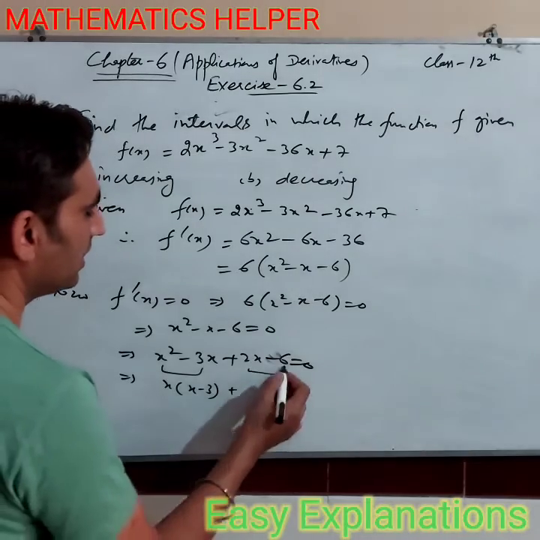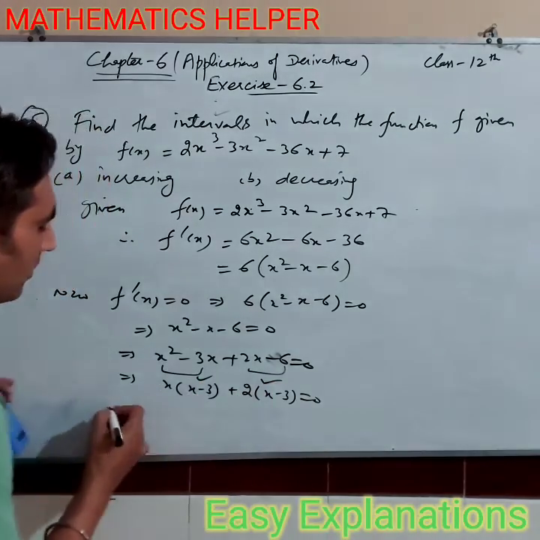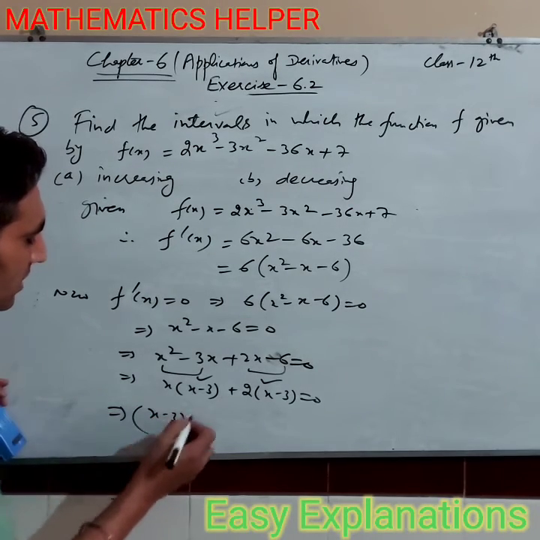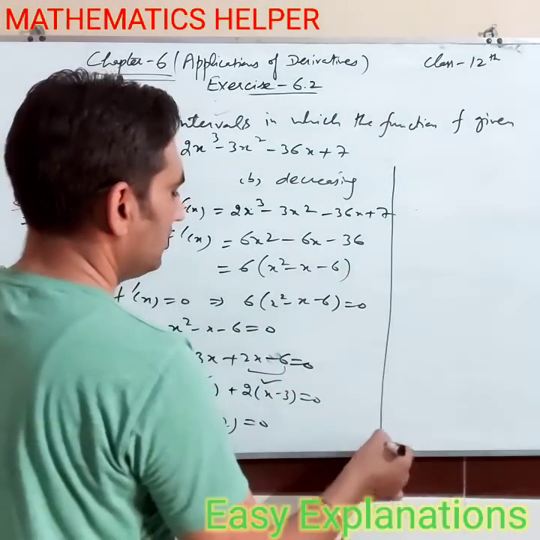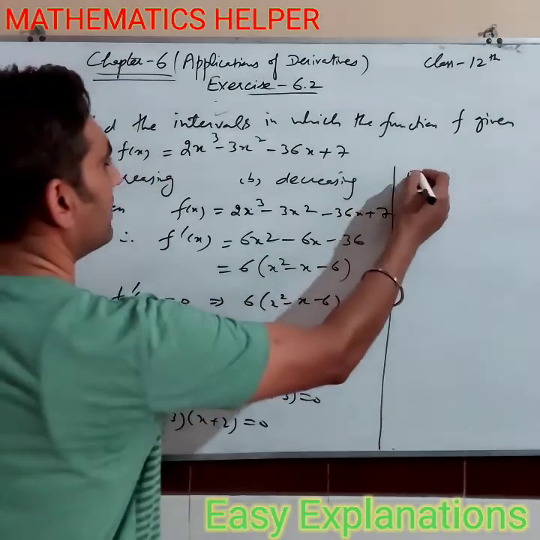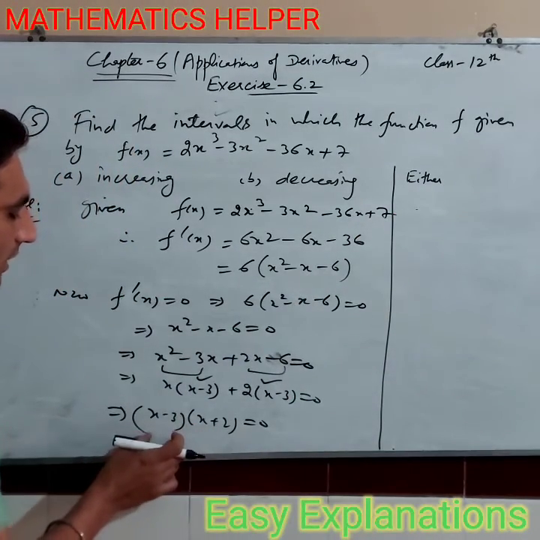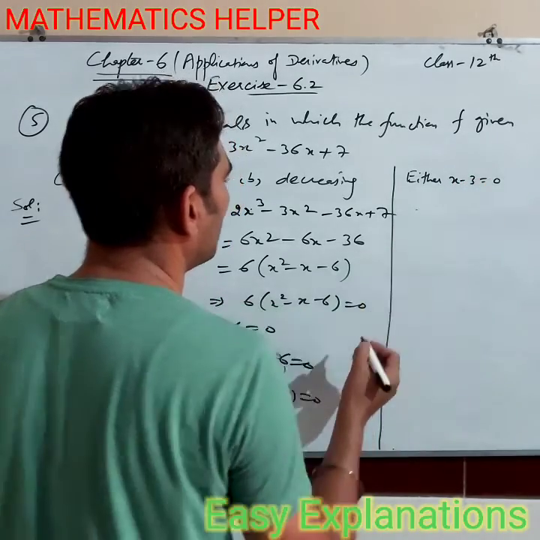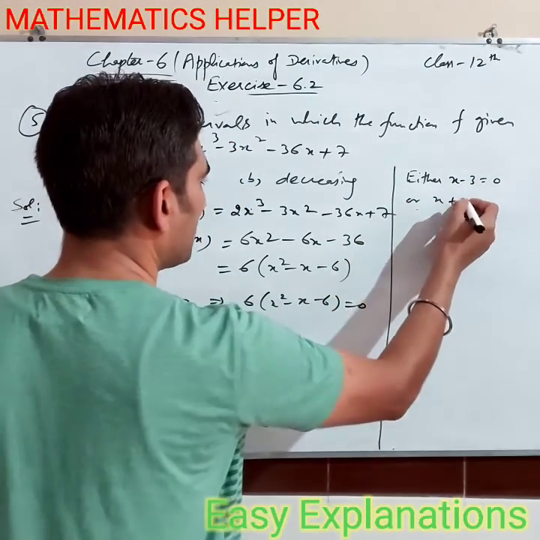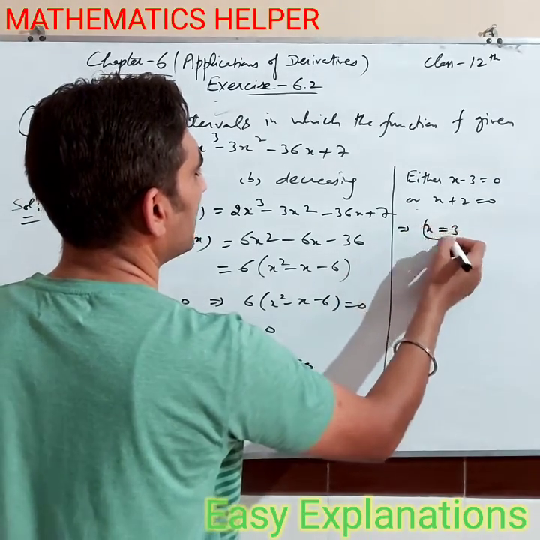From the last two, 2 is common, x minus 3 is left. The same factor, x minus 3, we will take out, x plus 2 is left, equal to 0. Now, one by one put them equal to 0 because their product is 0. If the product of two factors is 0, either the first factor is 0 or the second one is equal to 0. So x minus 3 equals 0 or x plus 2 equals 0. This implies we will have two answers of x.